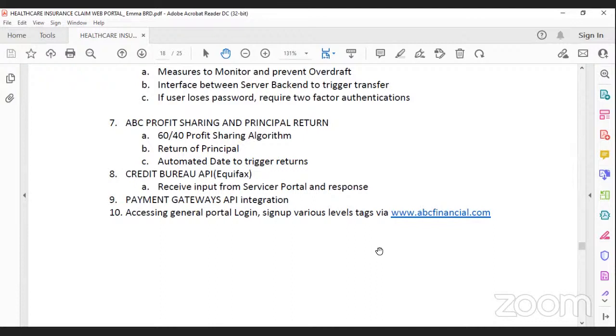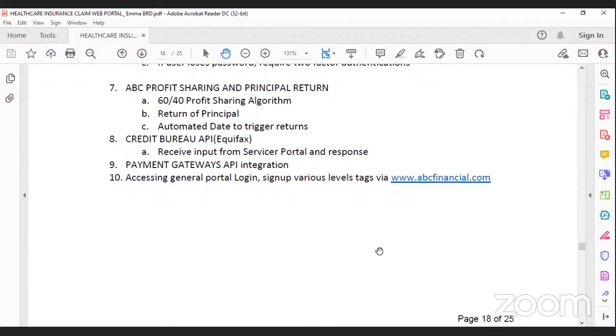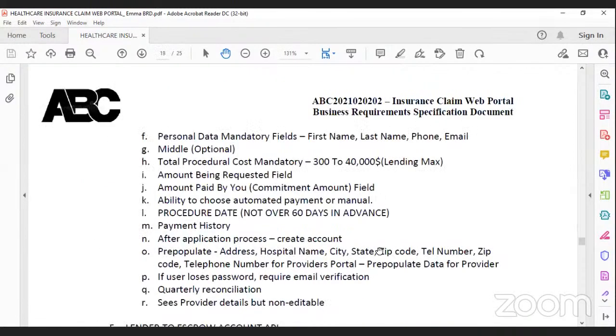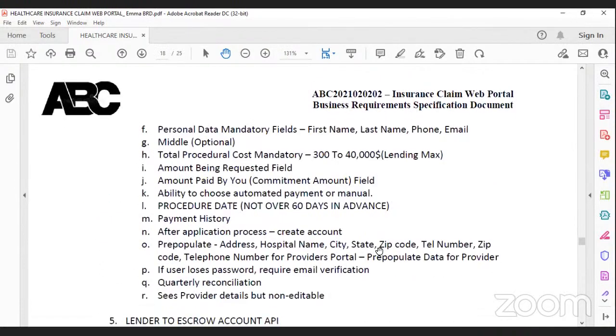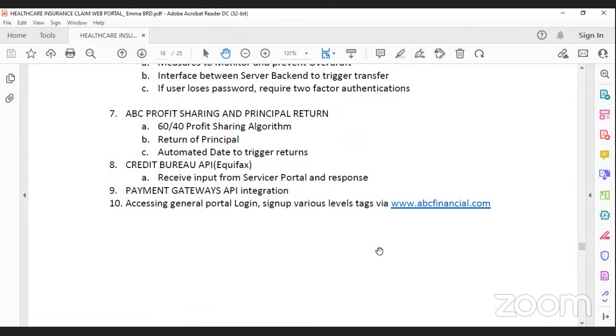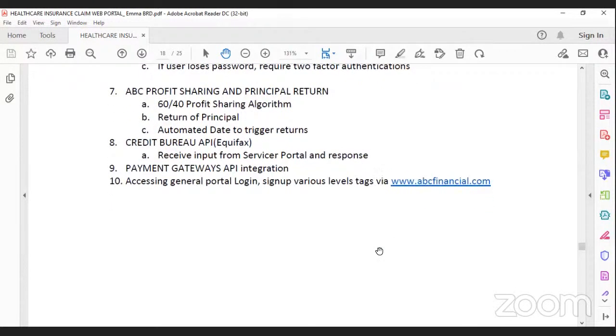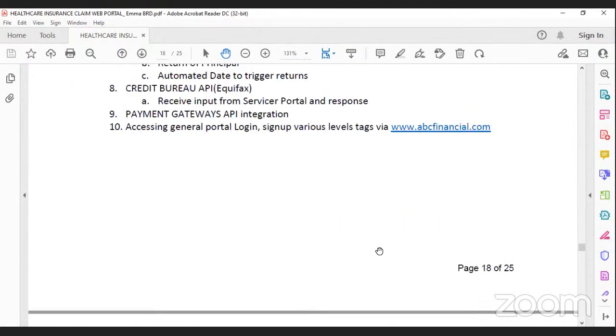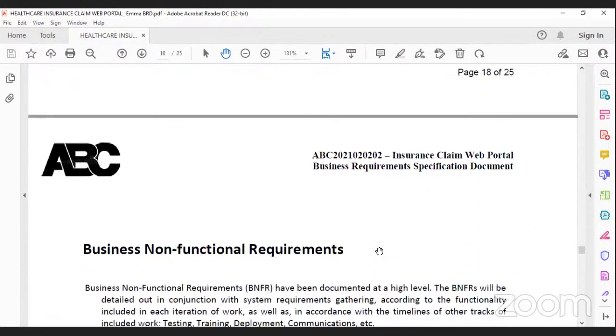Now, credit bureau API, and we are using Equifax as clearly stated to receive input from the servicer portal and then respond to do the credit score. So the request will come from that API. Equifax will quickly check, we run the score, and then we will furnish it to the servicer portal, and then it will continue. Payment gateways API integration, and then here we are saying that accessing general portal logins from this site www.abcfinancial.com. So this URL will help you to be able to access all logins and others.